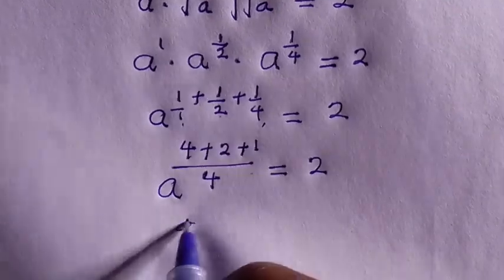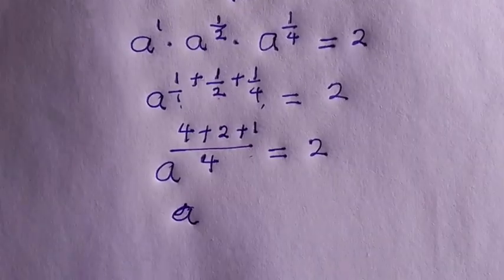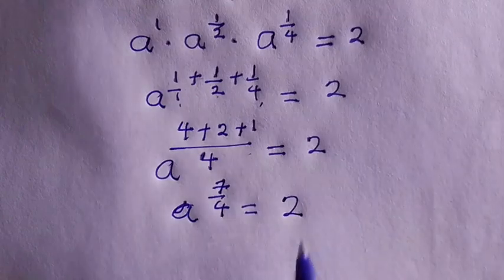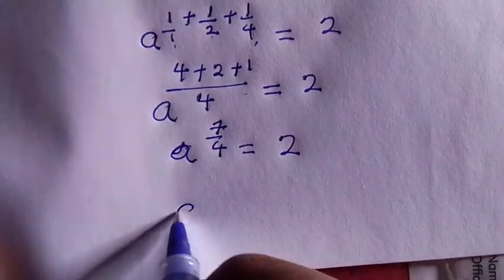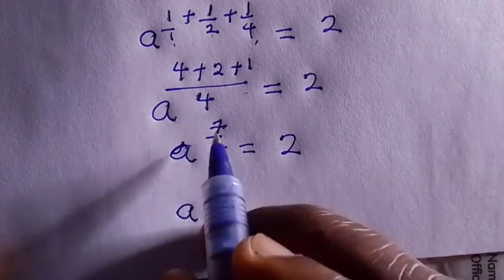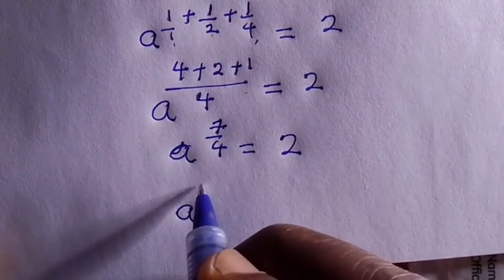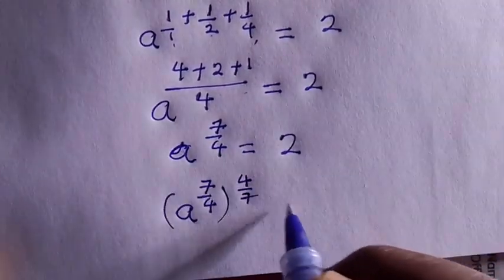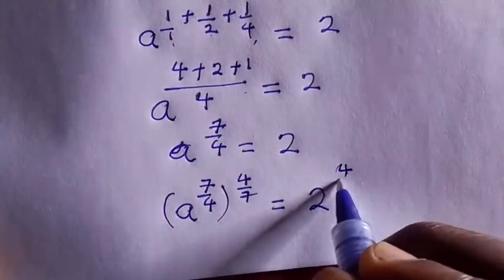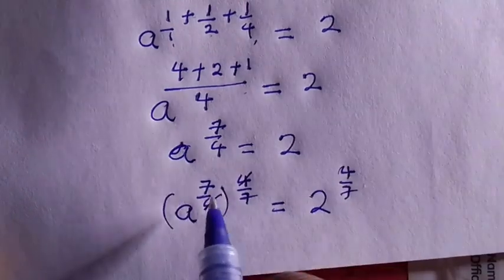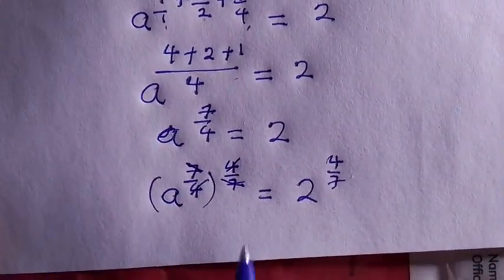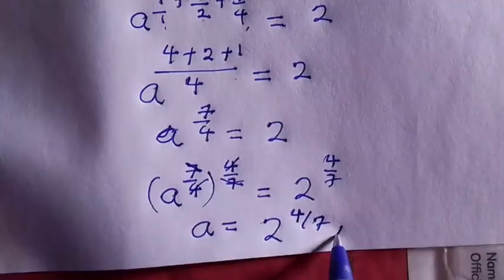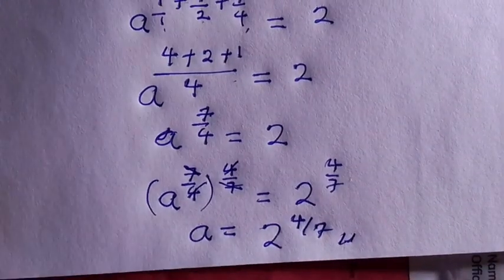Next we have a to the power of 4 plus 2 plus 1, which gives 7 over 4, equals 2. To get the value of a, let's raise both sides to the power of 4 divided by 7, just taking the reciprocal, the inverse form. So we have a to the power of 7 divided by 4 raised to the power of 4 divided by 7 equals 2 to the power of 4 divided by 7. The 4 cancels 4 and the 7 cancels 7. Then we have a equals 2 to the power of 4 divided by 7. We get the same result with the first method and the second method.